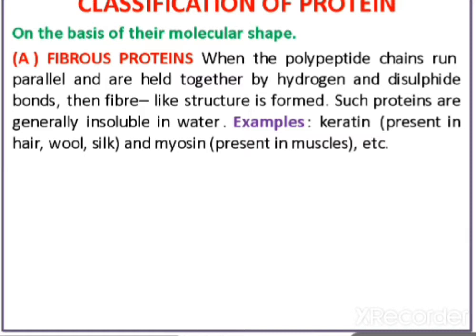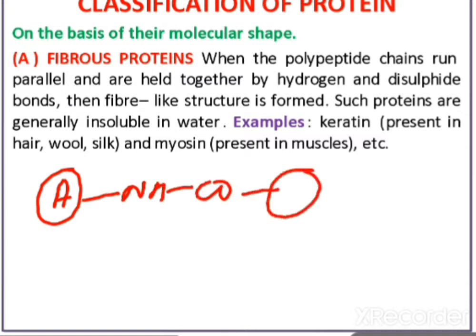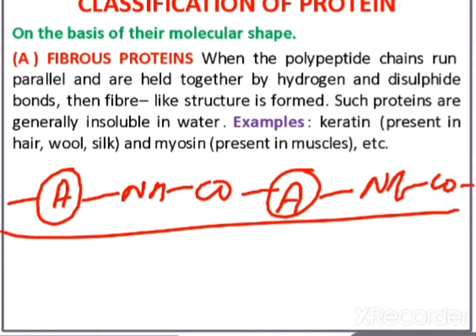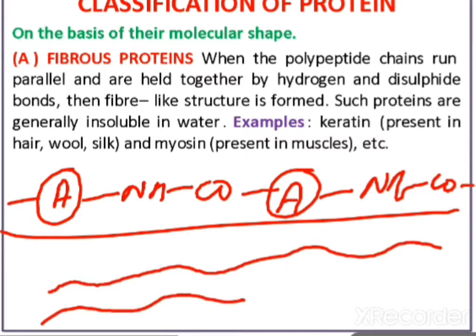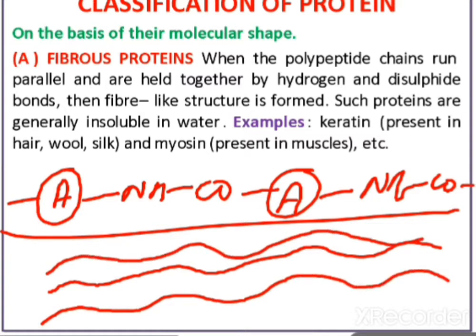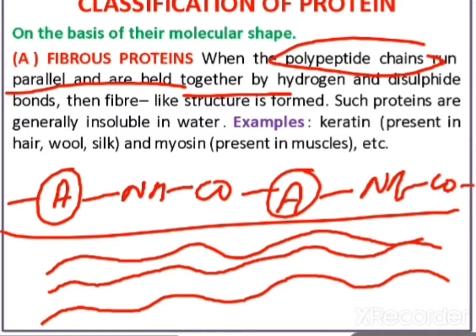See, suppose this is an amine group. Between amine groups, that is CONH, again amine, again NH, CO. So this type of repetition will be there, and this is a straight structure. So when two or more fibrous chains run here, that is, when polypeptide chains run parallel and are held together by hydrogen and disulfide bonds.